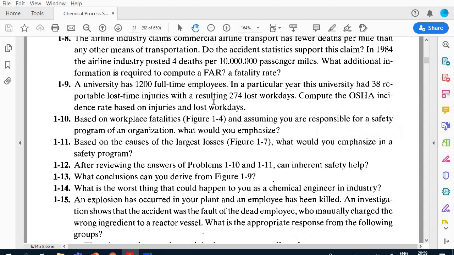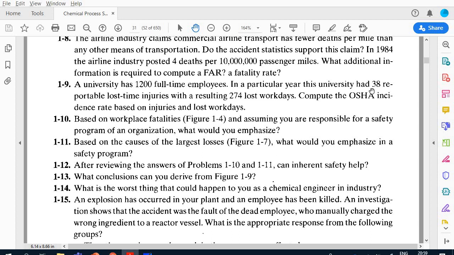In solving 1.9, let's read it. A university has 1,200 full-time employees. That is less than University of Bahrain, which I would say has about 2,000 employees. Okay, so let's go back to this university. 1,200 full-time employees. In a particular year, the university had 38 reportable lost time injuries.